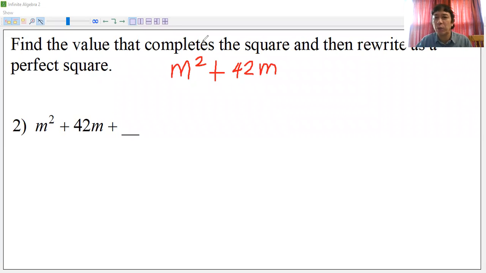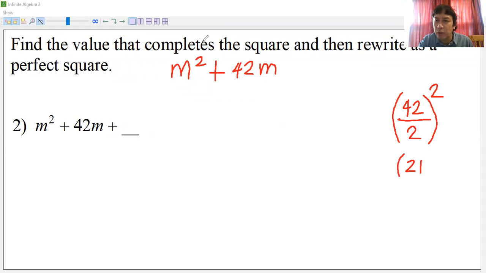Okay, you get that number, 42, and then you're going to divide this by 2. After dividing by 2, you're going to square it there. That's how to determine the number to be added to complete the square. So this is 42 divided by 2, this is 21. 21 squared happens to be 441.